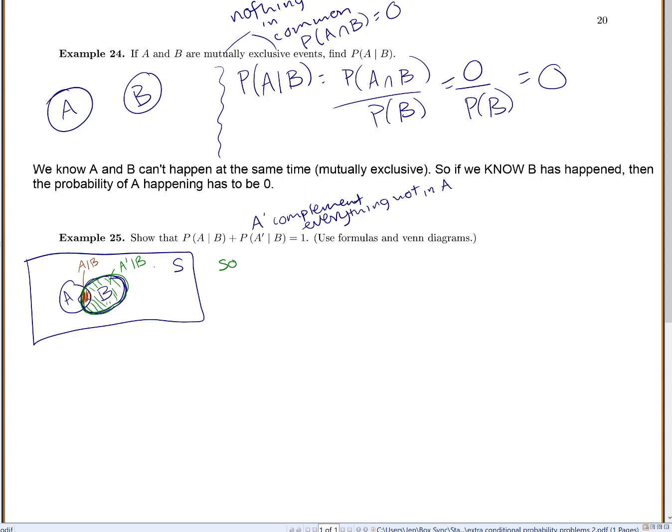So then if we want to add these two together, we've shaded this little bit of red, we've shaded this little bit of green. What have we shaded? We've shaded B.